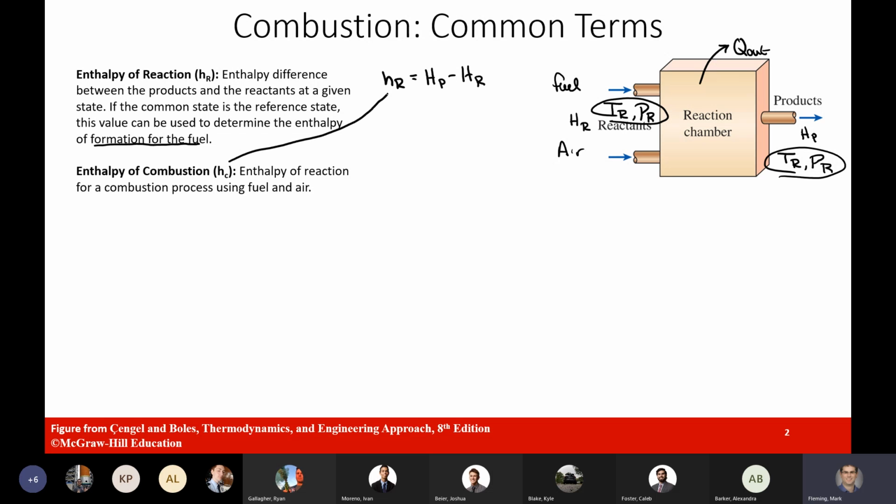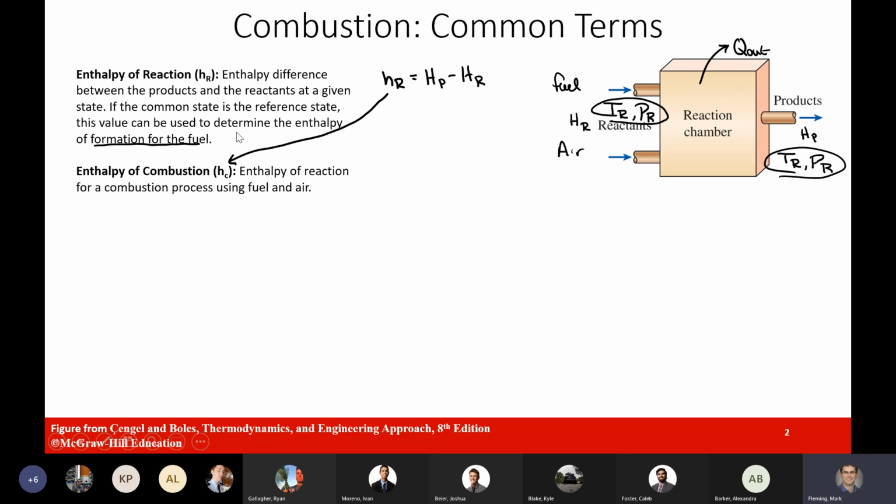We can then say, well, the enthalpy of reaction is going to be the enthalpy of combustion if we go through a combustion process. So if we put fuel and air together, we combust it. That will now give us the enthalpy that will be released for this given setup. And so these two are going to be the same, just slightly different nomenclature because it's now combustion rather than just a general reaction. So basically the same, interchangeable for what we want to look at.